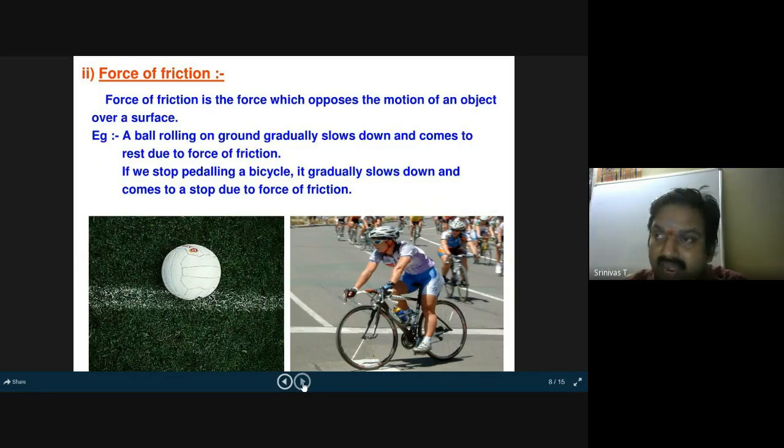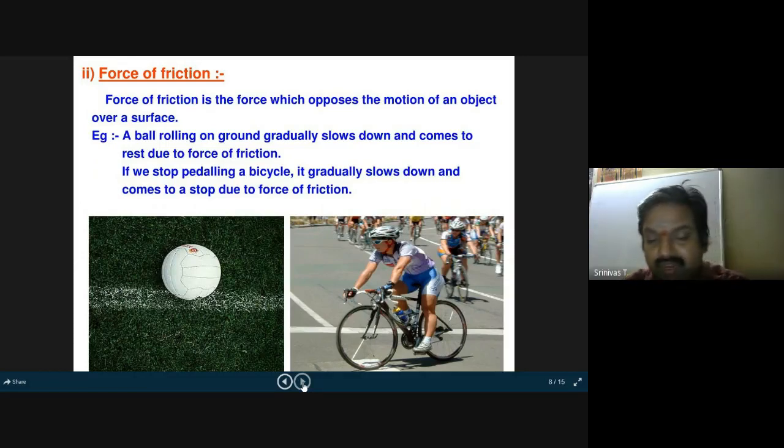When a ball is sliding on the surface, or on grass in a field, because of the irregularities on the surface, it comes to a standstill. So a ball rolling on the ground gradually slows down and comes to rest due to force of friction. Like when we stop pedaling a bicycle, you can see in the next picture that it gradually slows down and comes to a stop due to force of friction.